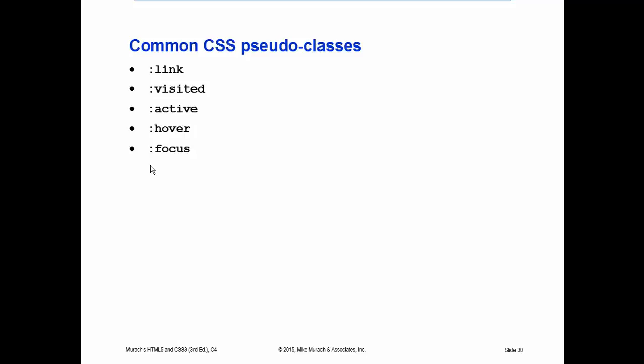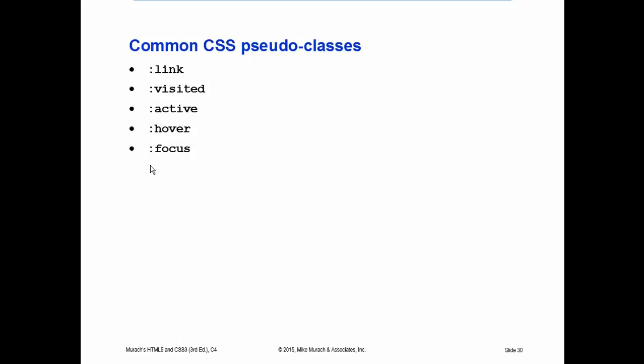All right, pseudo classes. These are for hyperlinks. So link is for a link that hasn't been visited yet. By default, that's blue, but you could change it to any color you want. Visited by default is purple. That means it's a link that's been visited. Active is a link that the mouse button is down on, but you haven't released it yet. And by default, that's red.